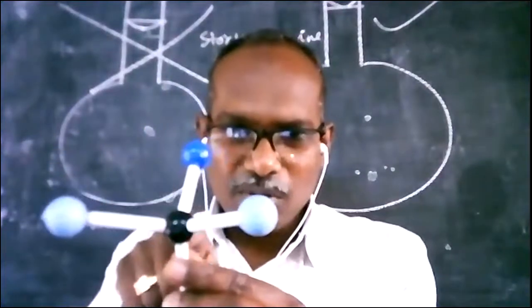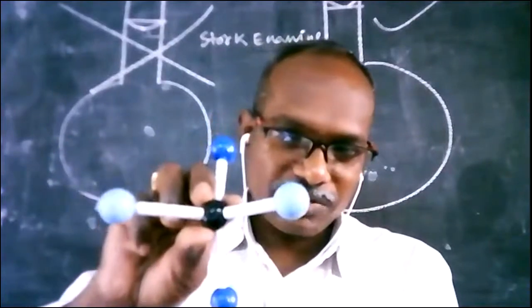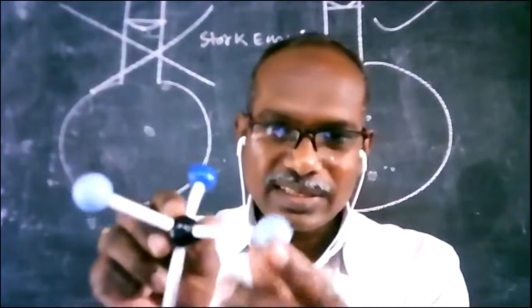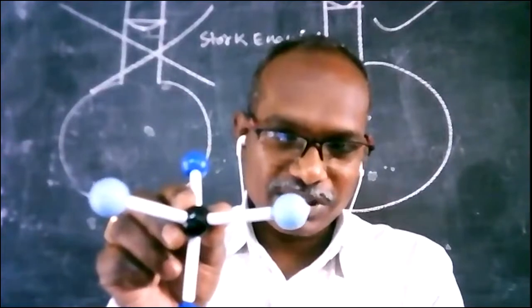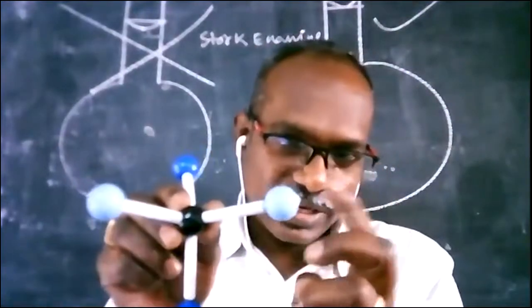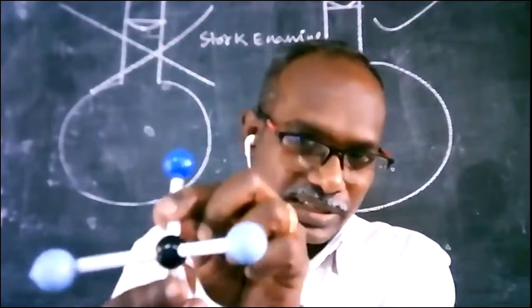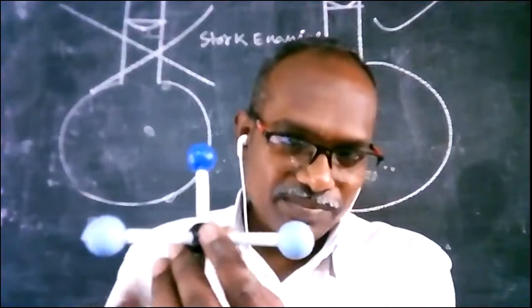I'm rotating the molecule about an axis passing here. I rotate it for 180 degree. I'm getting identical configuration because this hydrogen has come over here and this hydrogen has come over here and the chlorine here, it is here. Another 180 degree, I'm getting the same configuration.